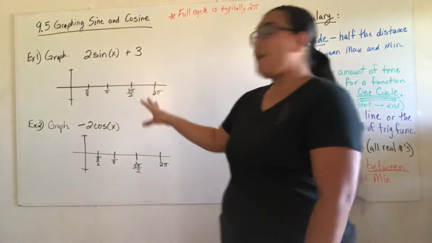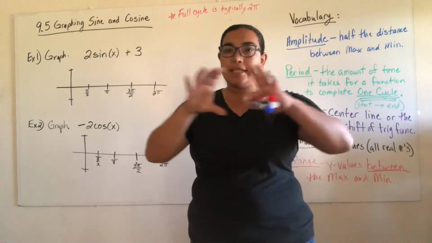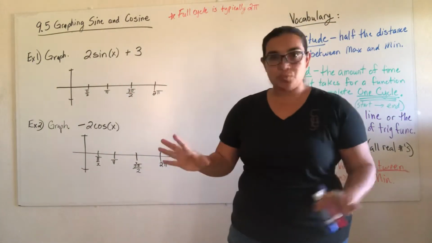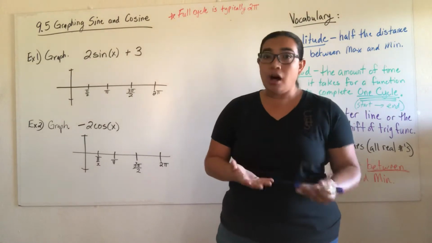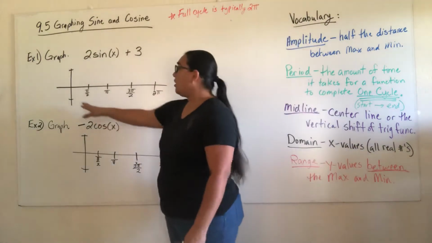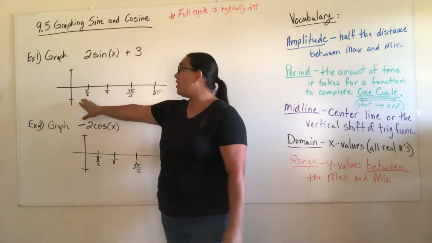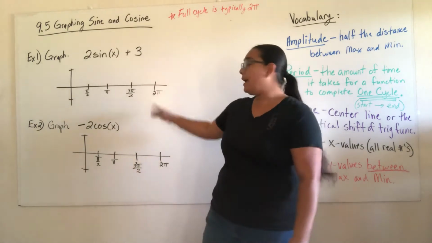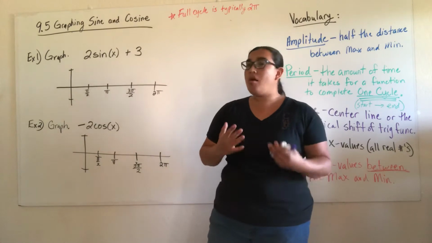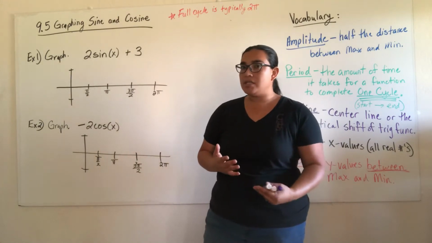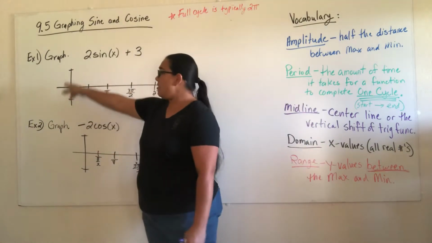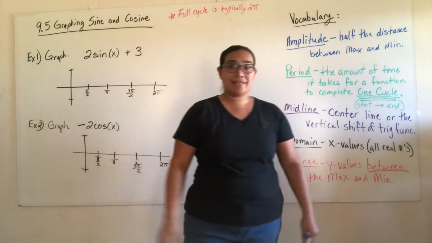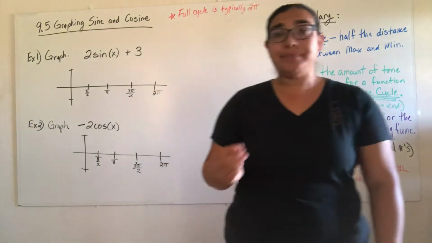I already have the graph laid out. Like I said, it's kind of like a tape graph, and I went ahead and just prepped it. You can do this pretty much on all the graphs that you're going to do for right now. I put in my key points: pi over 2, pi, 3 pi over 2, and 2 pi. The only thing I haven't done yet is label my y-axis. There's a reason for that.